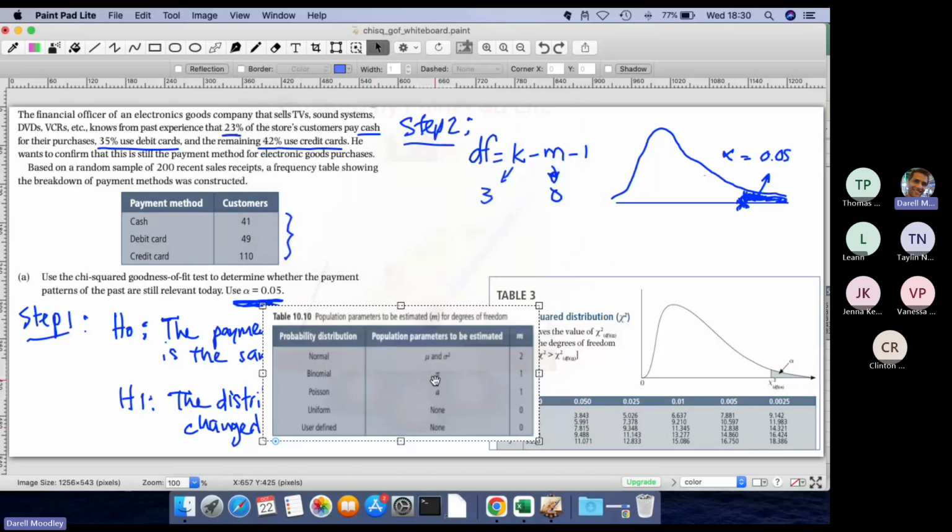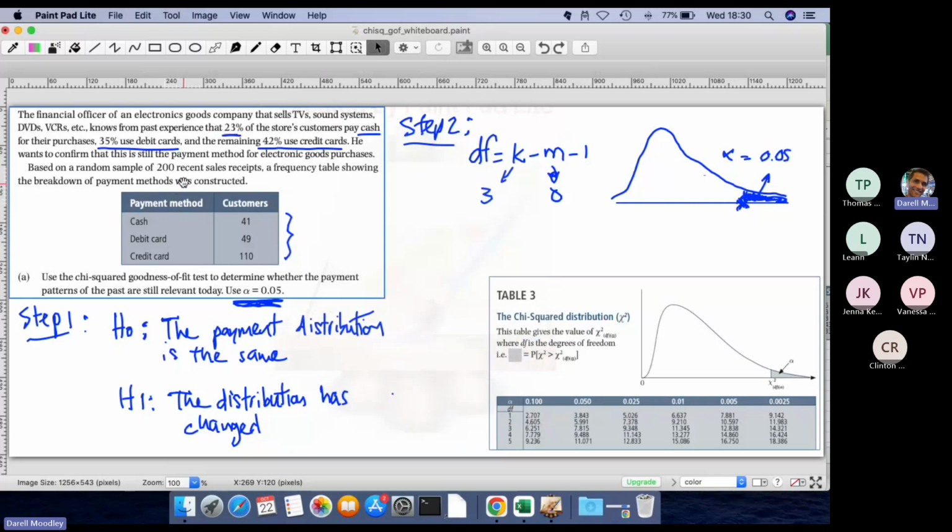Now, you have to unfortunately remember this. If they're telling you to test whether the distribution is a normal distribution, then your m is going to be 2, as shown in this table. If you're testing whether it's a binomial distribution, your m is 1. If you're testing whether it's a Poisson distribution, your m is 1. Otherwise, it's always 0. So in our case, if you read the question, there is no mention of a normal distribution, no mention of a binomial or a Poisson distribution. That's why your m is 0.